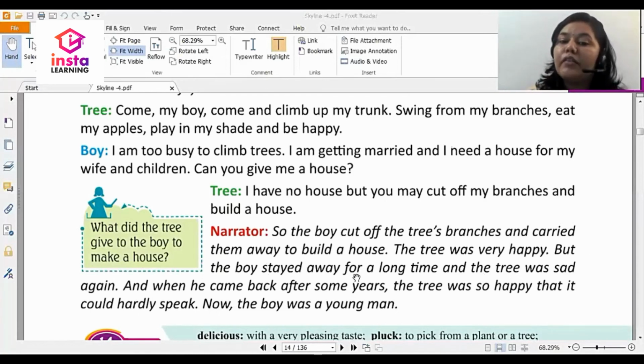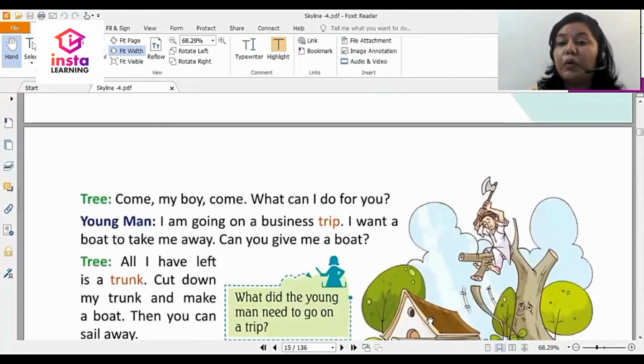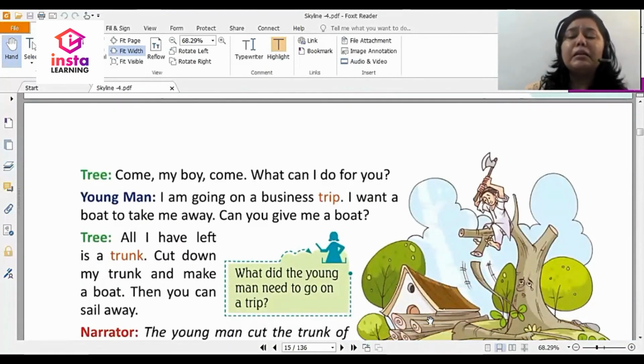But the boy stayed away for a long time and the tree was sad again. And when he came back after some years, the tree was so happy that it could hardly speak. Now the boy was a young man. So now what happened was that the tree, when it saw the boy after so many years, could hardly speak. It means the tree had become so emotional that it could hardly speak. So tree says, come, my boy, come. What can I do for you?